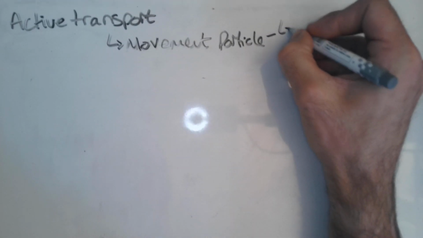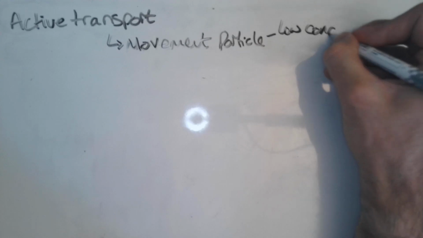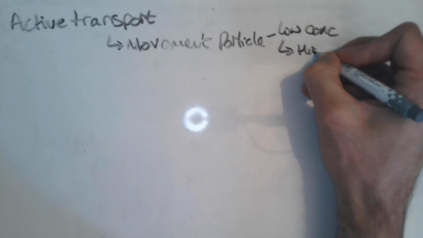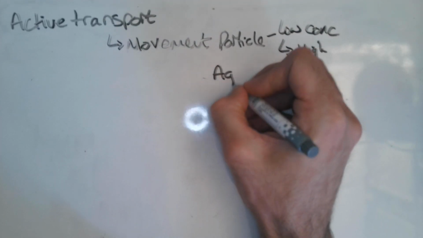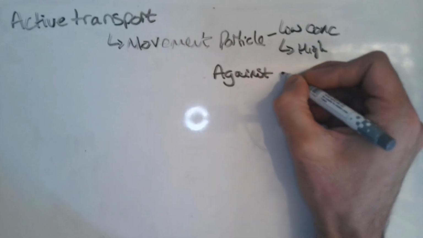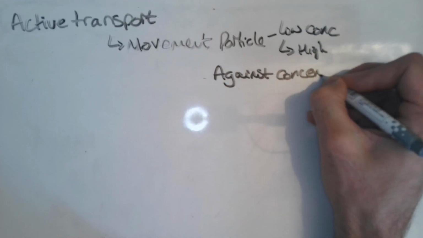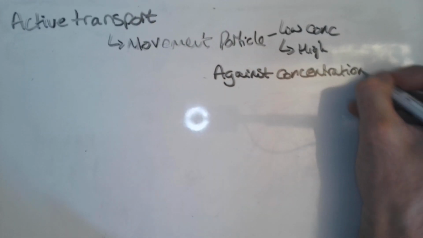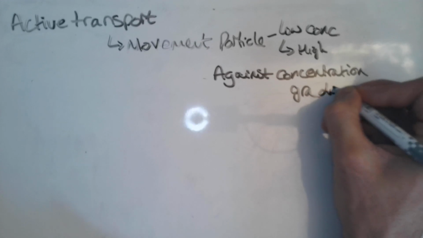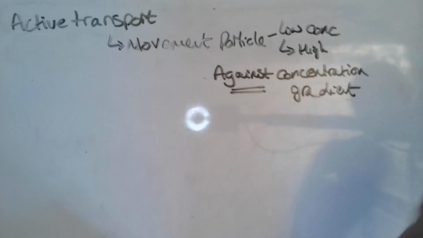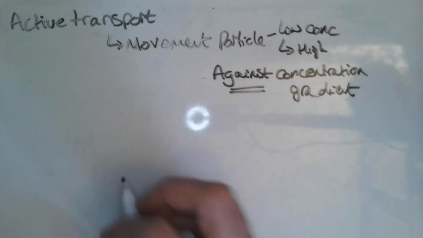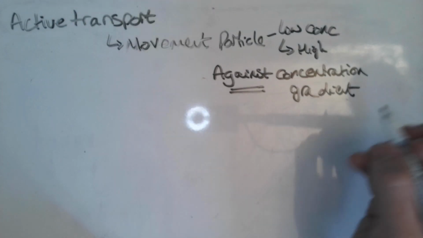opposite direction. So we're going to go from a low concentration to a high concentration, or against the concentration gradient. So we're going to go in the opposite direction to the gradient. Where diffusion and osmosis go down the gradient, this is going to go against it.